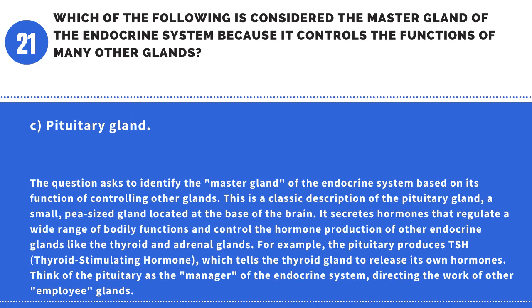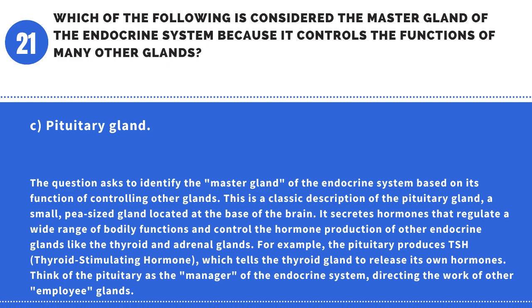Answer: C. Pituitary gland. The question asks to identify the master gland of the endocrine system based on its function of controlling other glands. This is a classic description of the pituitary gland, a small, pea-sized gland located at the base of the brain. It secretes hormones that regulate a wide range of bodily functions and control the hormone production of other endocrine glands like the thyroid and adrenal glands.